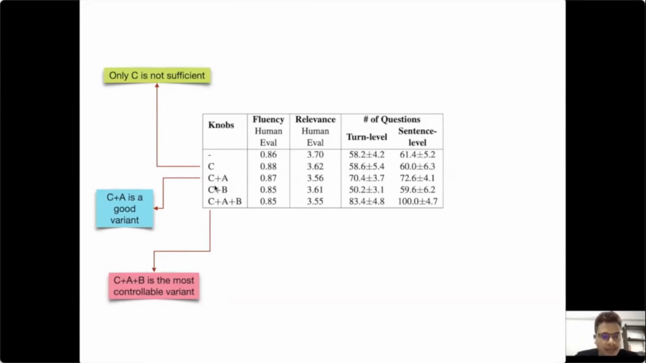But the interesting results are that in this BART base model, we are able to achieve zero-shot control by coupling it with the other knobs. So C plus A gives better number of questions out of the whole set of responses that we check. And C plus A plus B performs the best with the highest number of questions. And this doesn't come at the cost of poor relevance or fluency, because those numbers are also still statistically insignificant in difference from the base model.